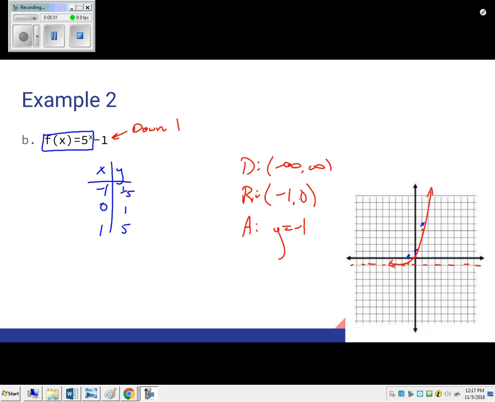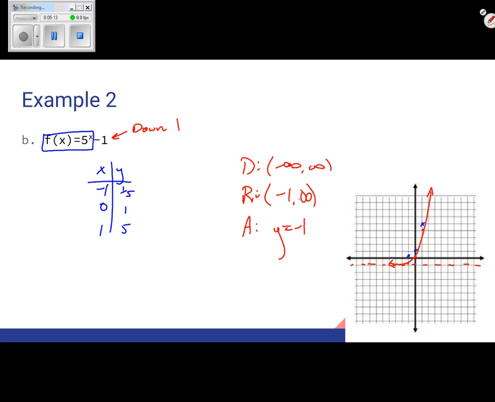And on this one, the -1 was outside the function, so I took those original x's, moved everything down one. Notice what that did to my range. Oops, my range and my asymptote. Range changed to -1 to infinity. Asymptote. These numbers should match on the range and the asymptote.